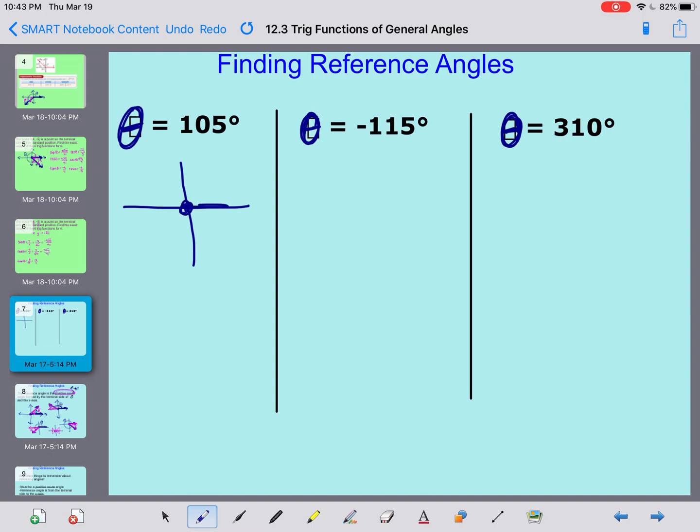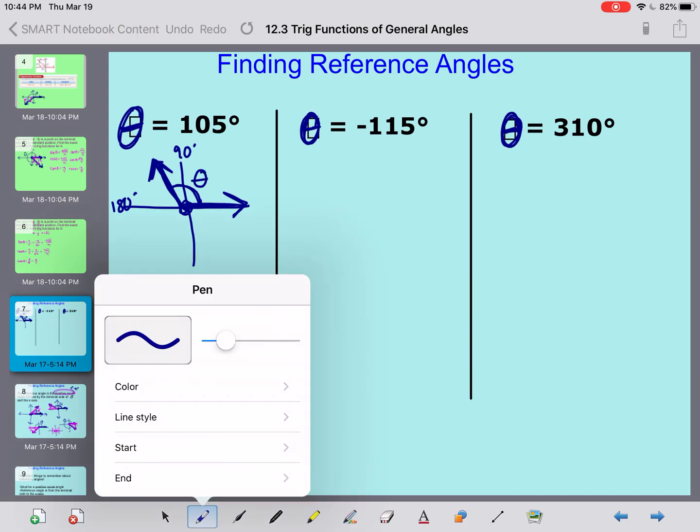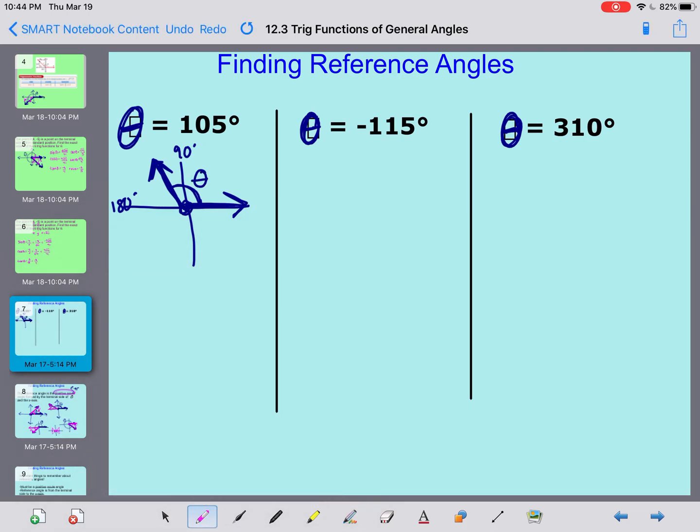So here is my initial side. I'm going to draw theta right now. Remember, this is 90 degrees, this is 180 degrees, so 105 would be right around here. Right? So here's my theta, 105. I'm then going to find the terminal side.